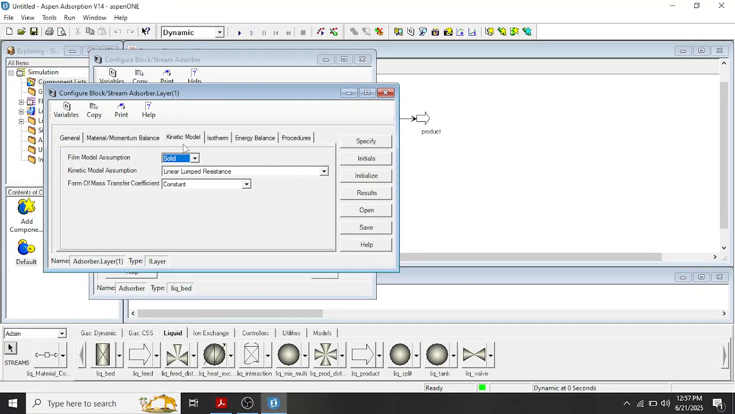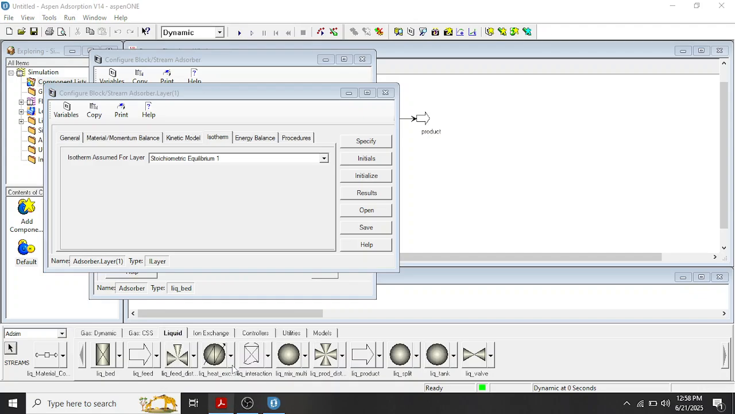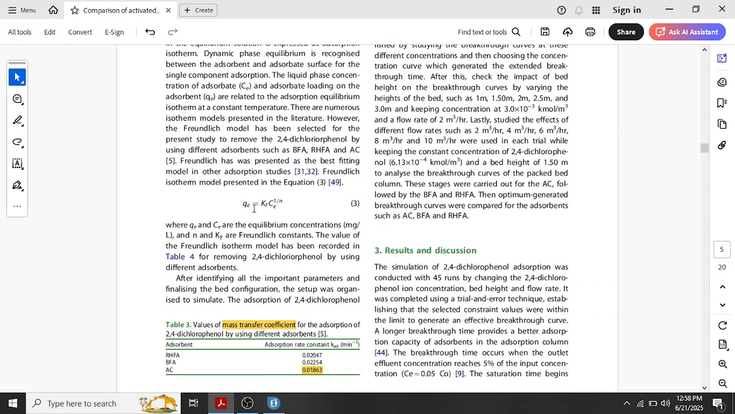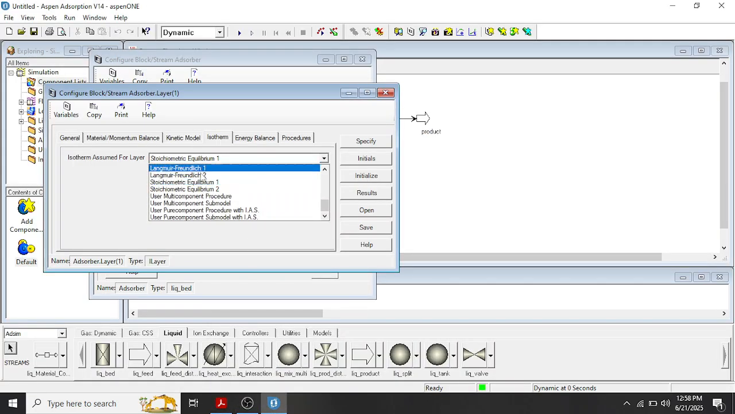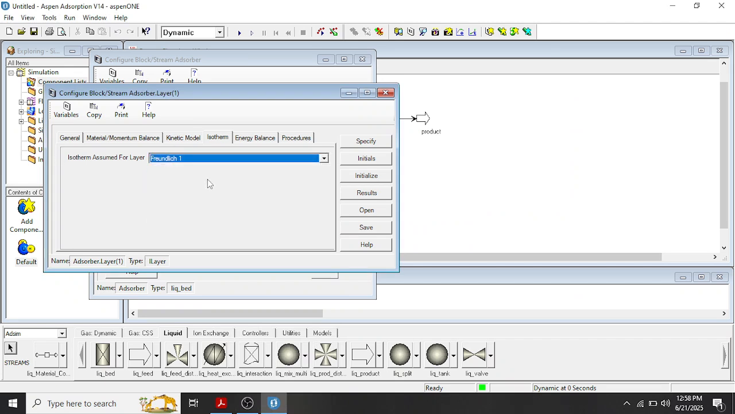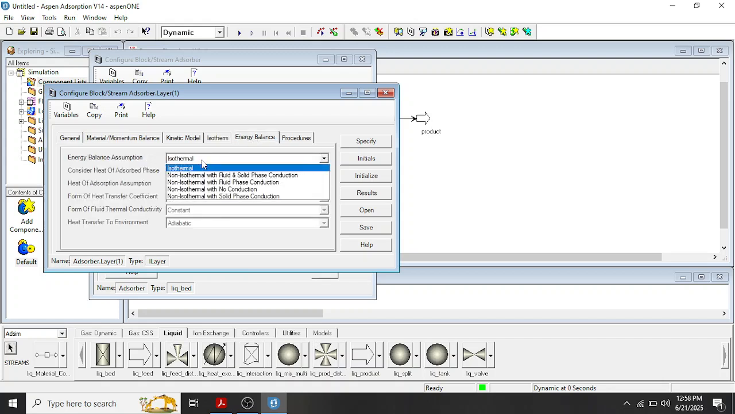And for the isotherm, we can use various isotherms. For the adsorption process, we usually use isotherms like the Langmuir isotherm, or this one, the Freundlich isotherm. This is the equilibrium uptake, this is the equilibrium concentration, and this is the n, which relates to the affinity between adsorbate and adsorbent. So we will use the Freundlich isotherm, and this one is for constant temperature. Freundlich isotherm, energy balance isothermal process.